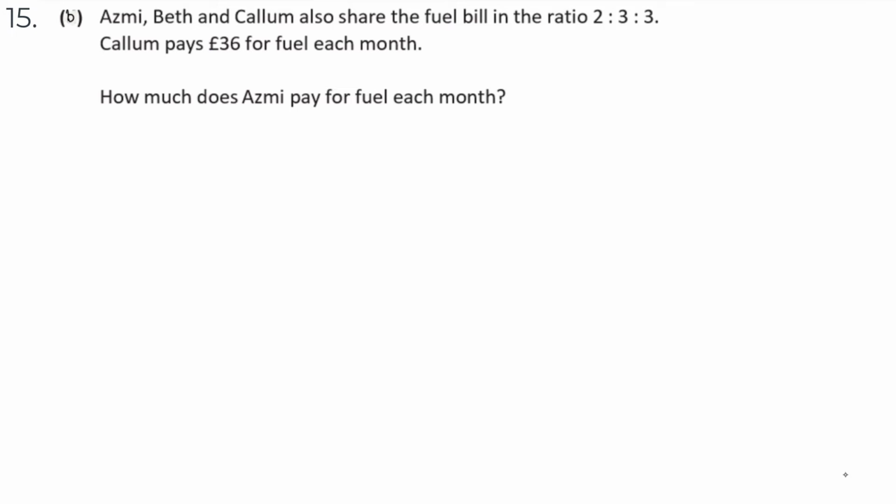Okay. Part B says Asmi, Beth and Callum also share the fuel bill in the ratio of 2 to 3 to 3. Callum pays £36 for fuel each month. How much does Asmi pay for fuel each month? Okay, so again we've got the ratio for Asmi, Beth, Callum, and they're in a ratio of 2 to 3 to 3. And we're saying that Callum pays £36 for the fuel. What do the other parts then have to pay? Well, Beth is the same as Callum, isn't she? So that's going to be 36 as well.